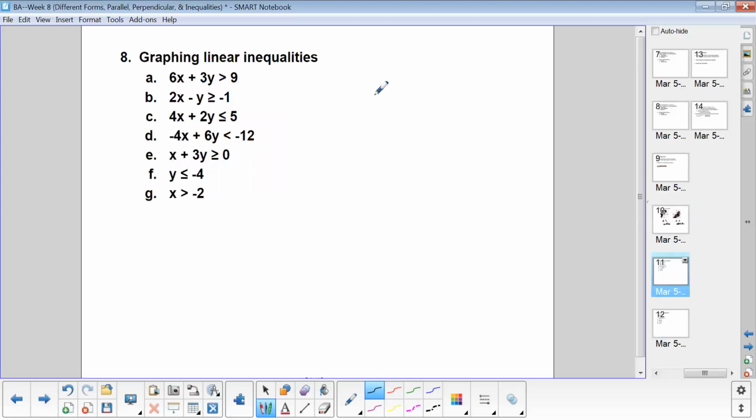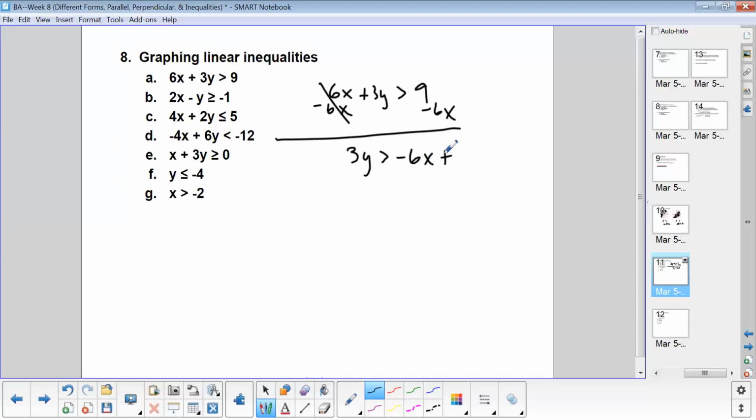So let's take part A here. We've got 6x plus 3y is greater than 9. So I'm going to subtract 6x. I'm just going to basically put every inequality into slope-intercept form. So 3y is greater than negative 6x plus 9. Divide by 3. And I get y is greater than negative 2x plus 3.